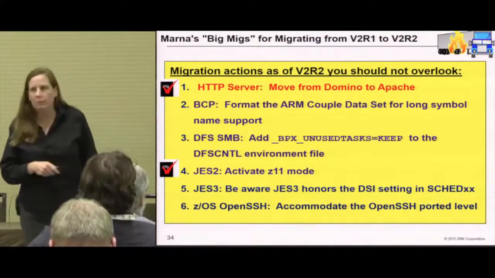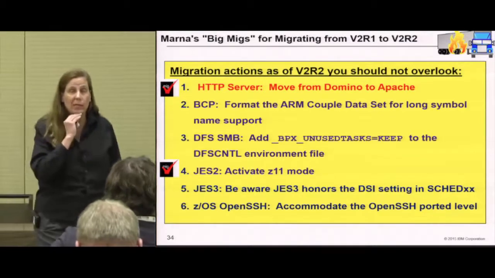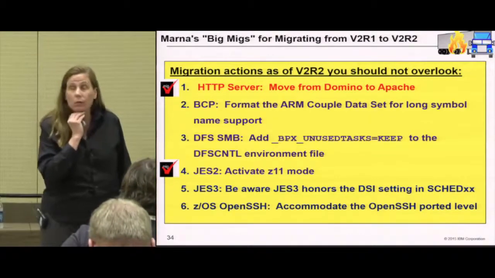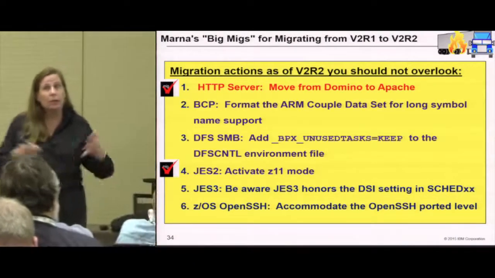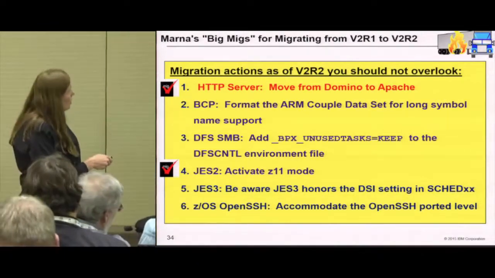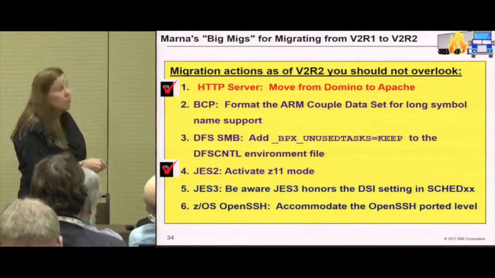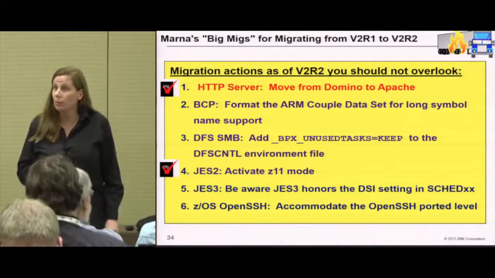Okay, you have 6 of them. That's not very many. Usually we've had about 10 or 12 on a release. So when I look at the entire 2.1 to 2.2 path, I'm not seeing a lot of big MIGs. But I'm seeing the worst big MIG I've ever seen, which is number 1, the Domino to Apache move.